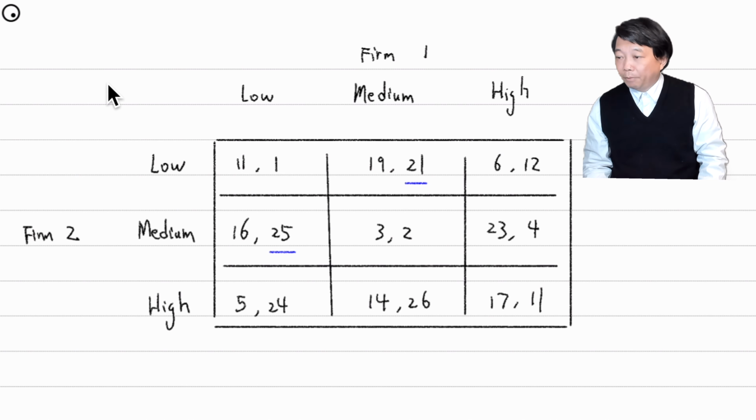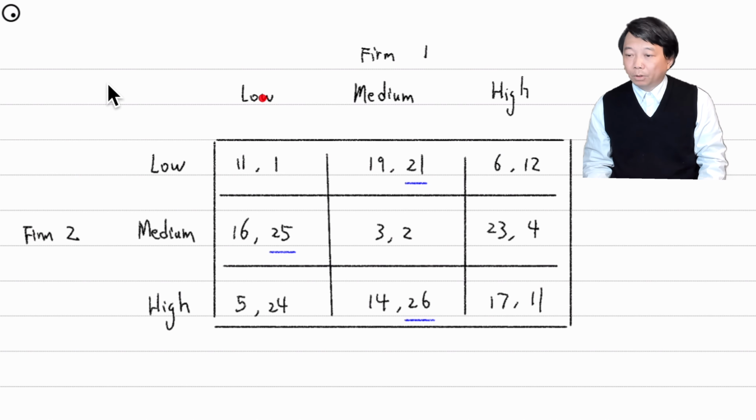Given that firm 2 chooses high, firm 1's best response is medium, and it brings a payoff of 26. We underline those numbers. The same reasoning applies to firm 2.